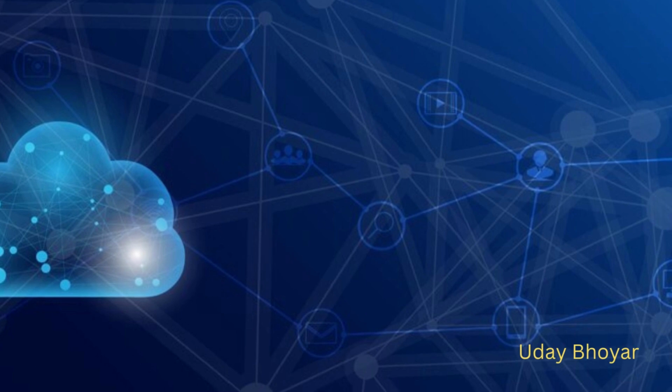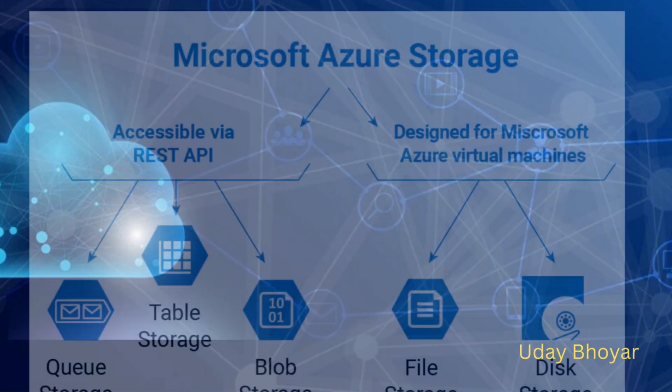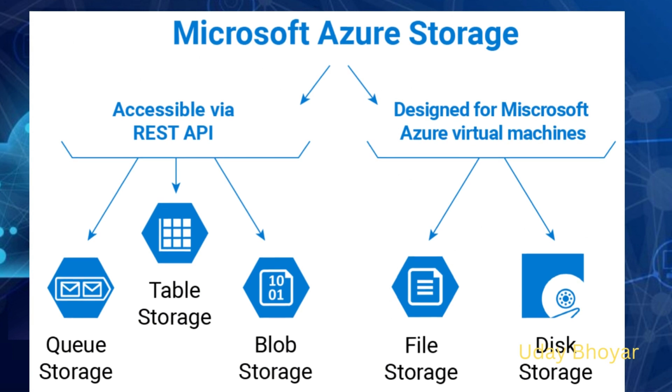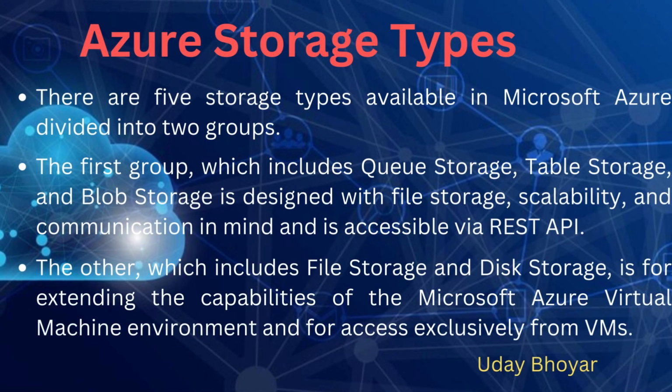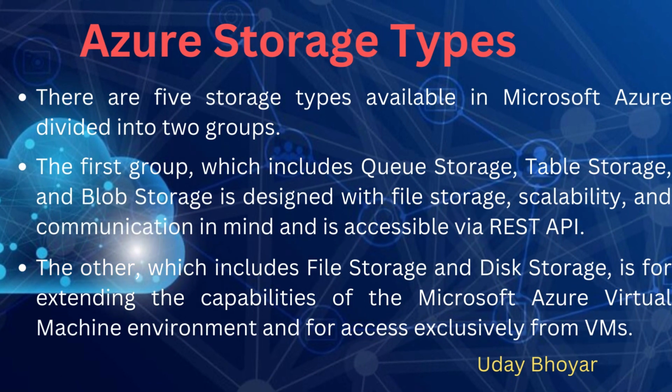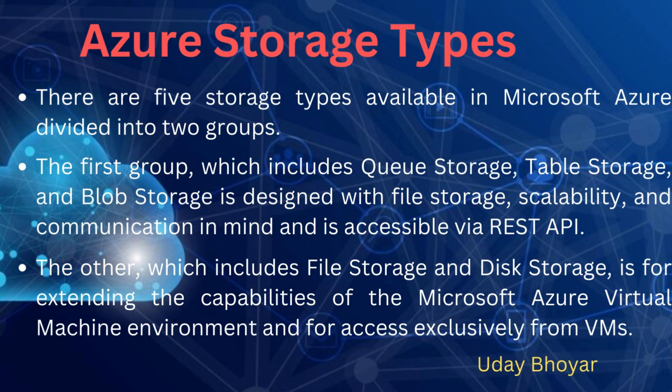Let's look at the types of Azure Storage Services. Azure Storage Services are partitioned into two categories. The first one is accessible via the REST API and the second is designed for Microsoft Azure virtual machines. The first block contains Azure Storage Services like blob storage, table storage and queue storage, and the Microsoft Azure virtual machine services include file storage and disk storage. So these are all 5 different types of storage that Microsoft Azure is providing, which are categorized into 2 groups.